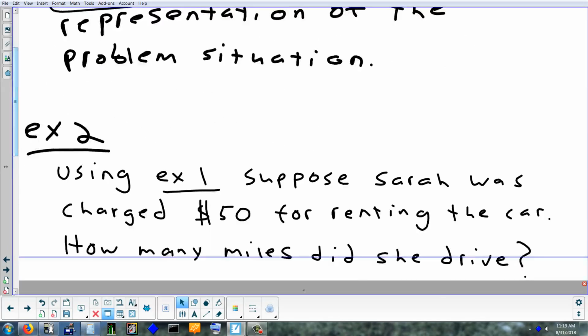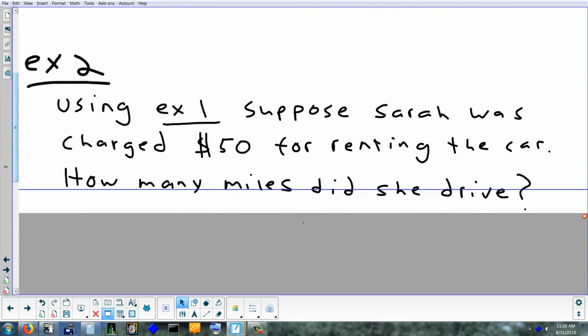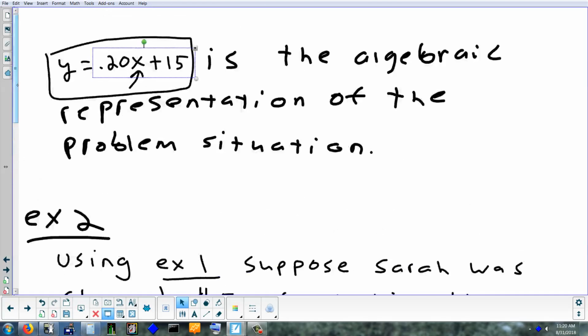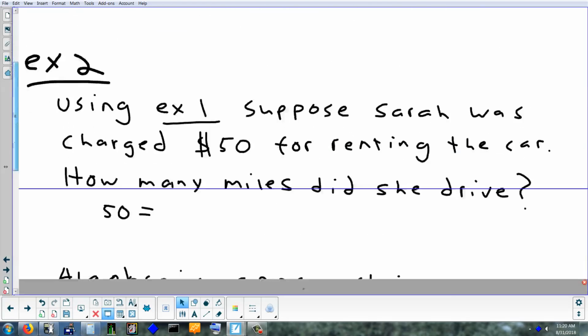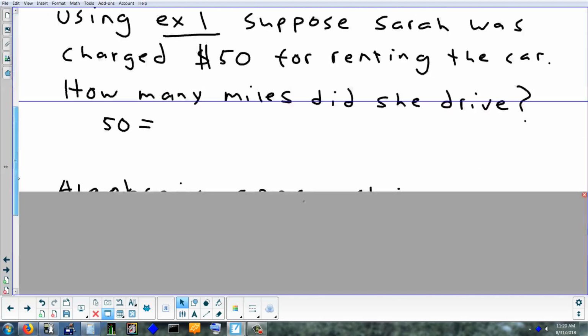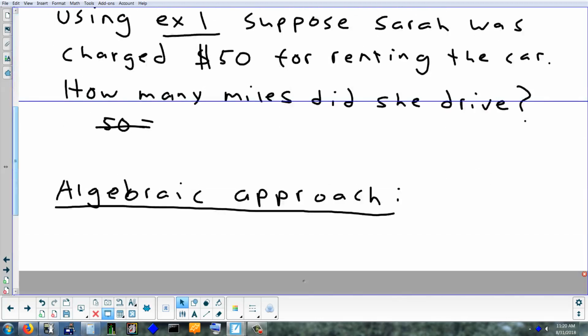So let's suppose that Sarah was charged $50 for renting the car. How many miles did she drive? Okay, what are we doing that's different now? It's similar to what we did, but not exactly the same. Yeah, Kathleen? You put the 50 in instead of x. Right, now we're going to say 50 equals 0.2x plus 15. Actually, I'll just do it down here.